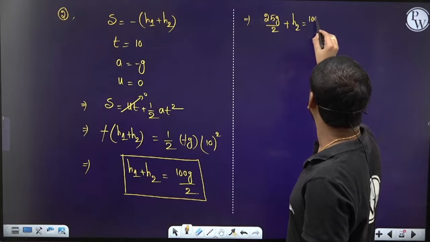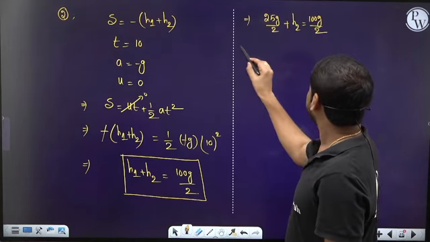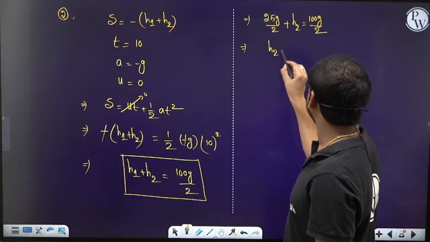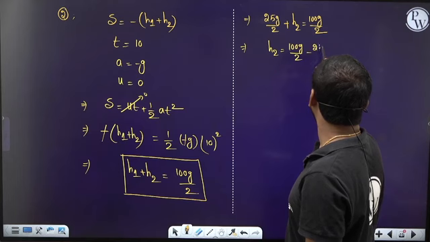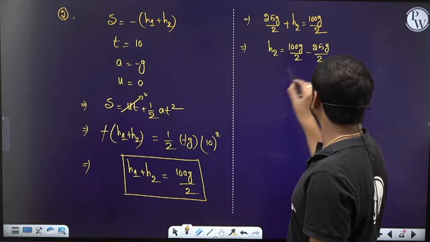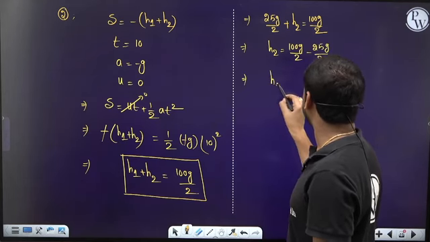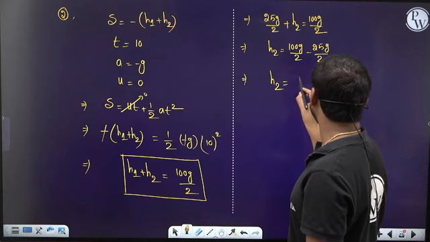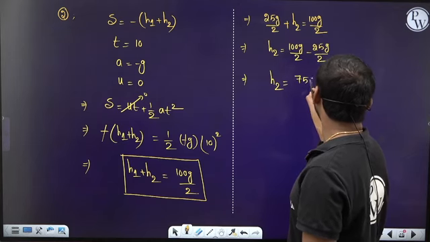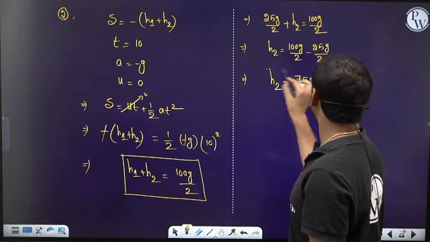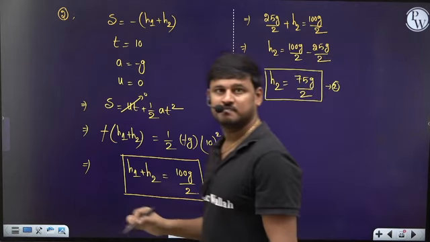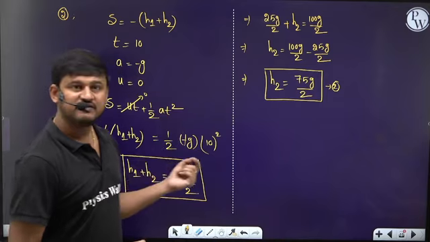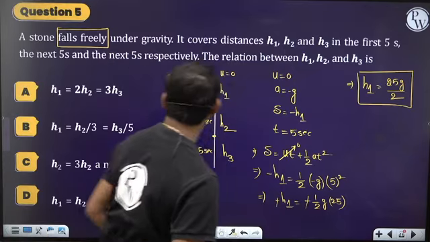100 g by 2. So H2 is equal to 100 g by 2 minus 25 g by 2. As the denominators are the same, we can directly subtract the numerator terms. So 100 minus 25, which is 75 g by 2. So this is H2. We got the H2 relation. So similarly, can we find it for H3?